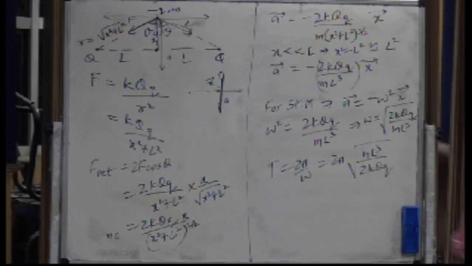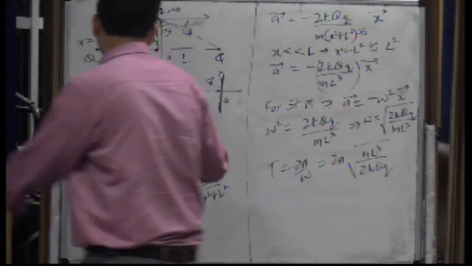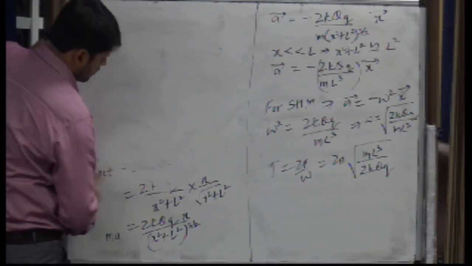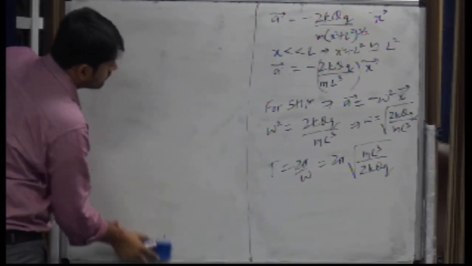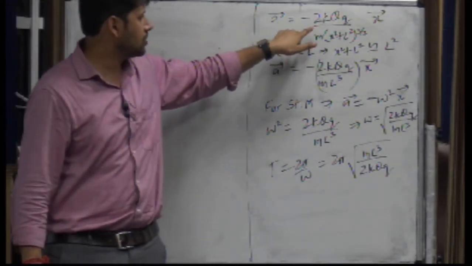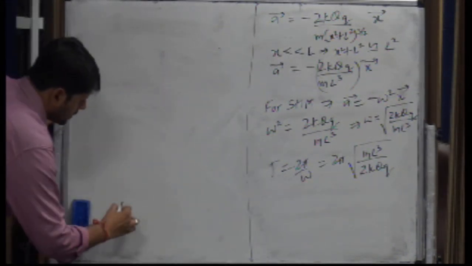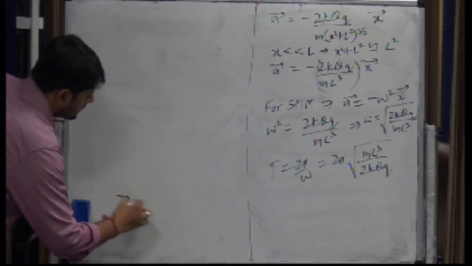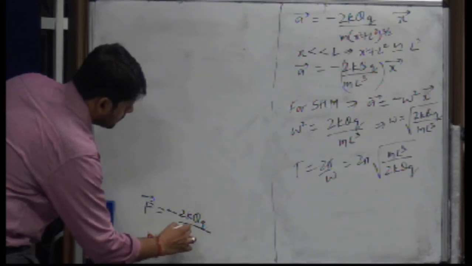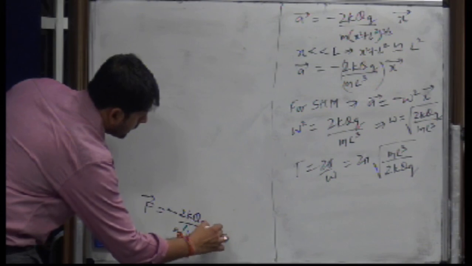Okay, I hope it's all done. Shall I at least erase the left half? So now check. When two charges were there, acceleration was this. I'll just write the force as well because it would be handy. Force would be, as per vector sign, minus 2kq by (x square plus L square) to the power 3 by 2 into x vector.